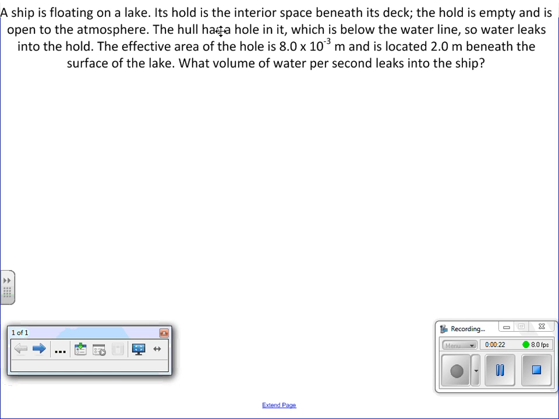All right. So we have a situation that looks like this. Here's the hull of the boat, something like that. Here's the water line. Goes to here. And then there's a hole right there. I'm going to make that hole a little smaller. There we are. And let's see, this is 2 meters below the surface. We have an area of the hole.